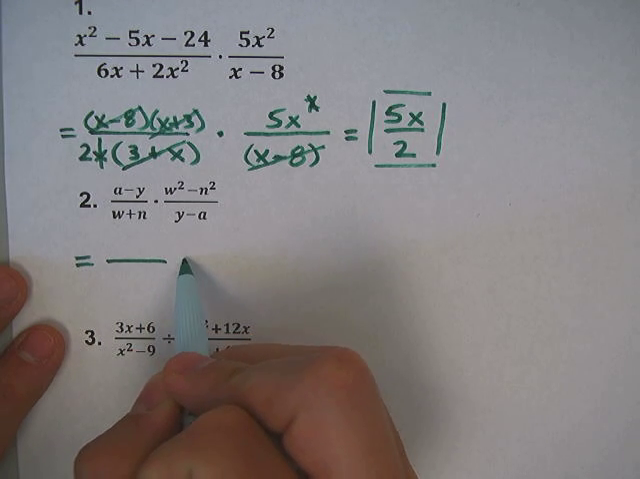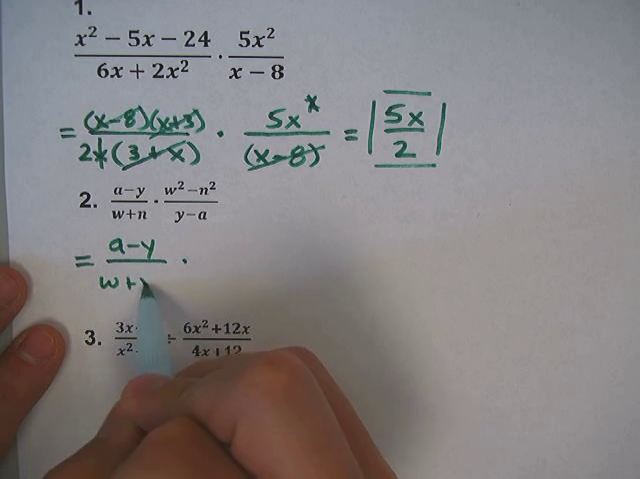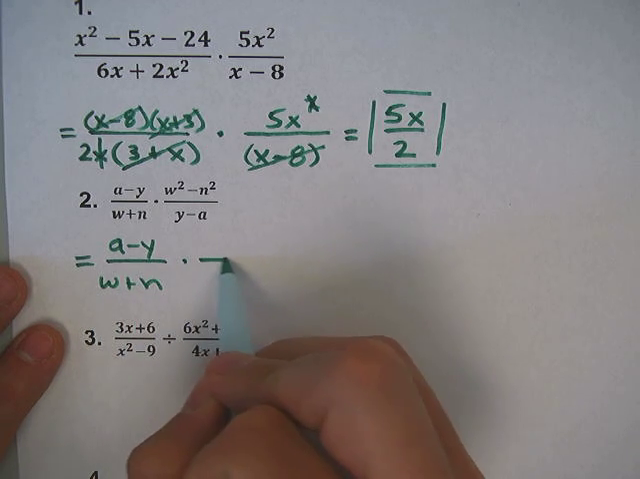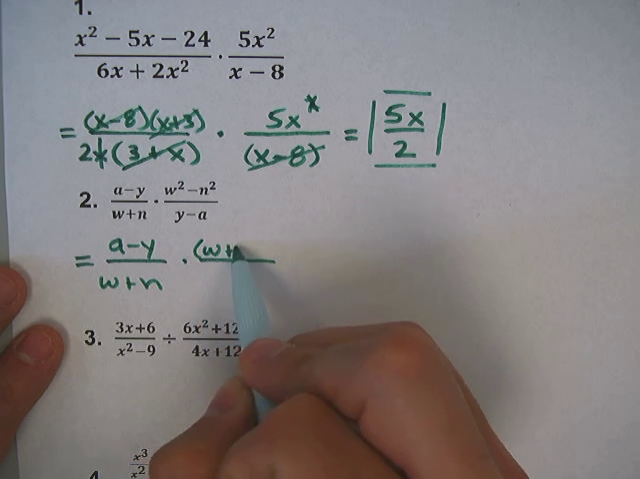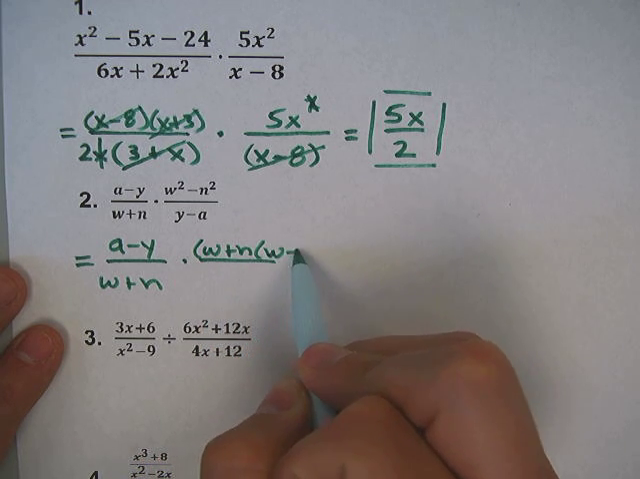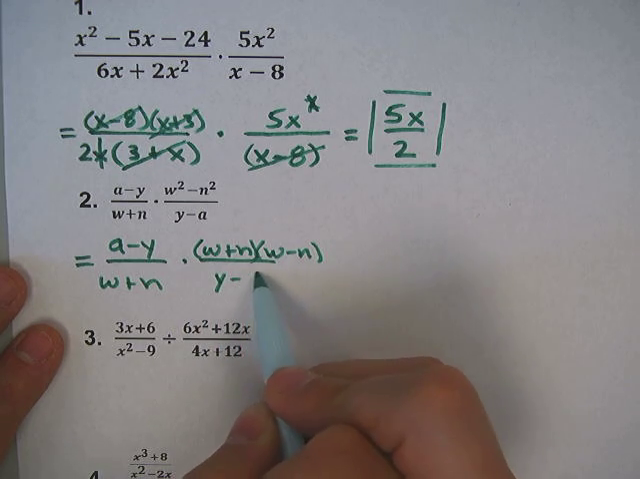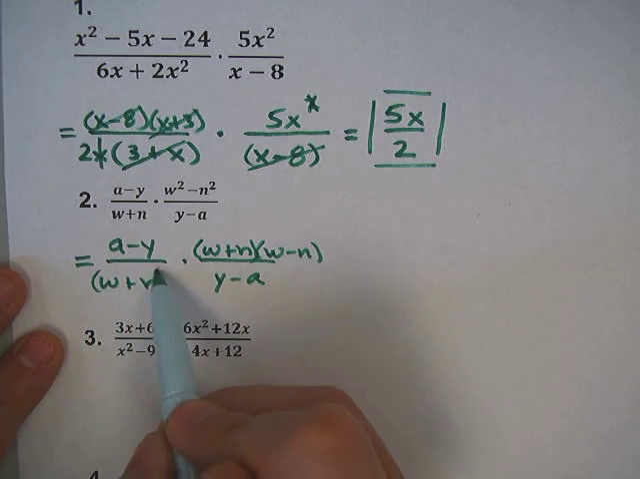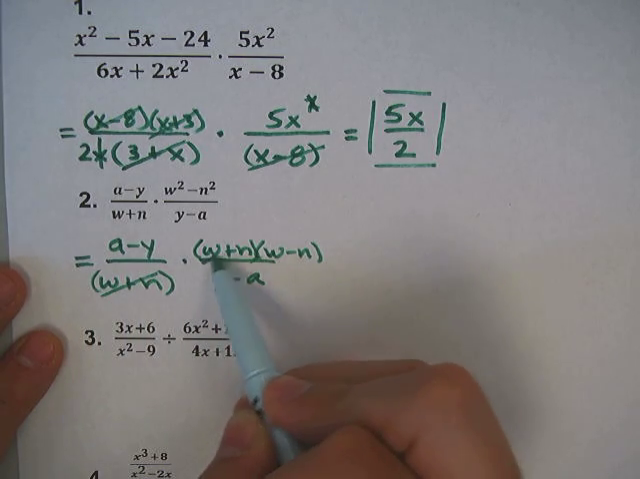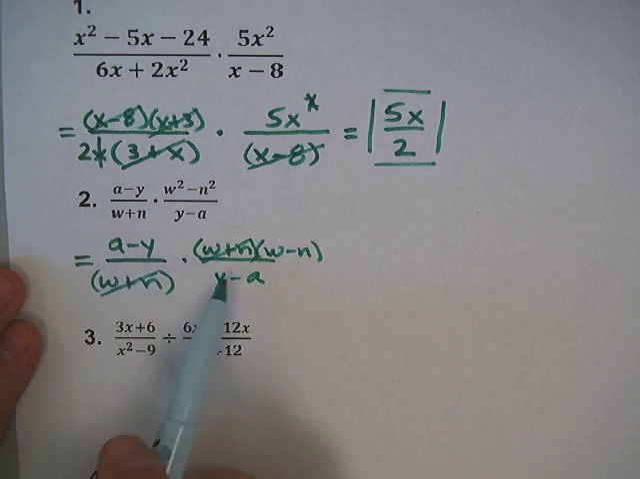Alright, so here's what I would have done. Now the left fraction is easy. There's nothing you can do. Now the right, looks like this is a difference of 2 squares, so I could factor that: w plus n, w minus n. Now down here you can't do anything either. So looking at this right now, hopefully you notice you can cancel these.